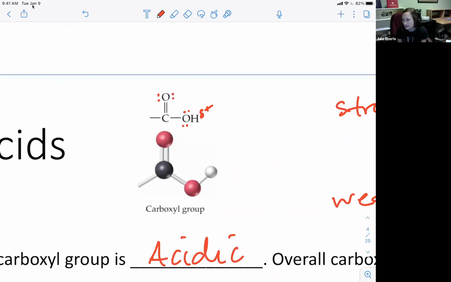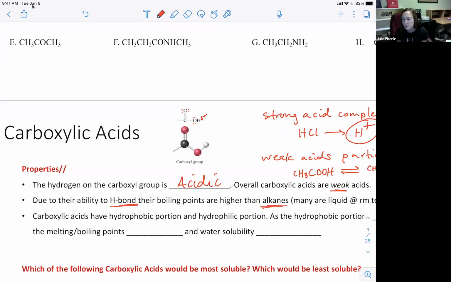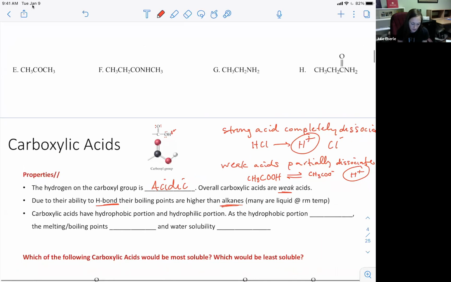So this partially polarized hydrogen can hydrogen bond as well. Okay, so you can get all kinds of hydrogen bonding with carboxylic acids. Okay, so what that means is compared to alkanes of similar size, for sure their boiling points are going to be a lot higher. All right. What else? So very much similar to, we talked about this with alcohols and with amines.